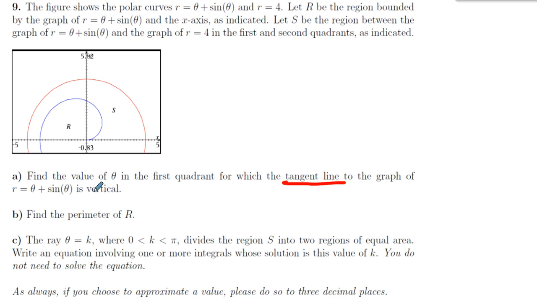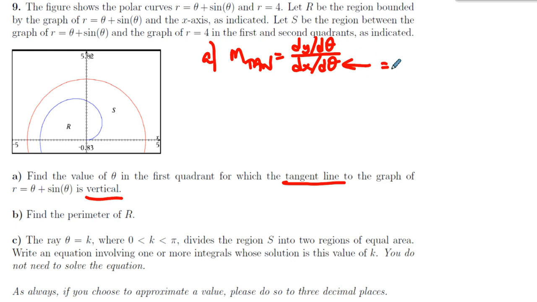We're looking for where a tangent line is vertical. So how do you find the slope of a tangent line? Well, the slope of a tangent line is dy d theta over dx d theta. If the tangent is vertical, then this is 0 and this is not 0. So we want dx d theta to equal 0. So what's dx d theta?